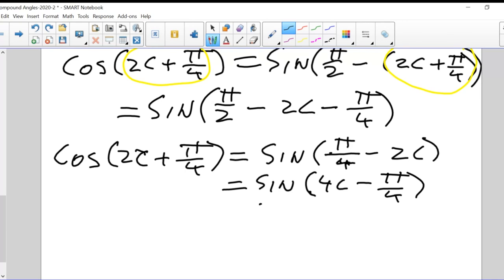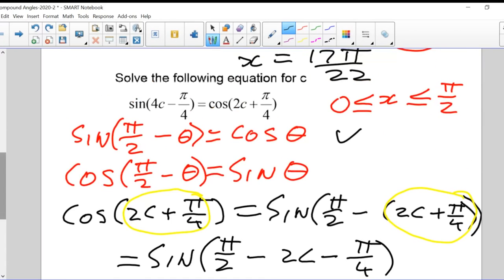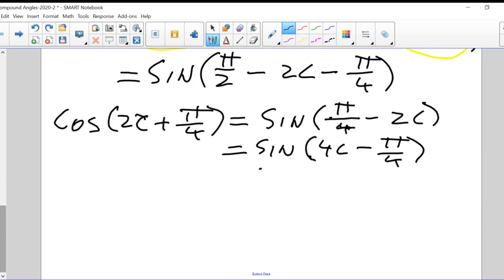Now remember, that was what cosine of 2c plus pi over 4 was. We just changed it into a sine. But that's also equal to this thing down here, which is 4c minus pi over 4, because that's what the question said in the first place. The question said that this thing here was equal to the sine of 4c minus pi over 4. So all these three things are equal. This is equal to this. We use a cofunction to convert from this to this. But the original question said that this that I'm pointing to here is equal to this that I'm pointing to here.